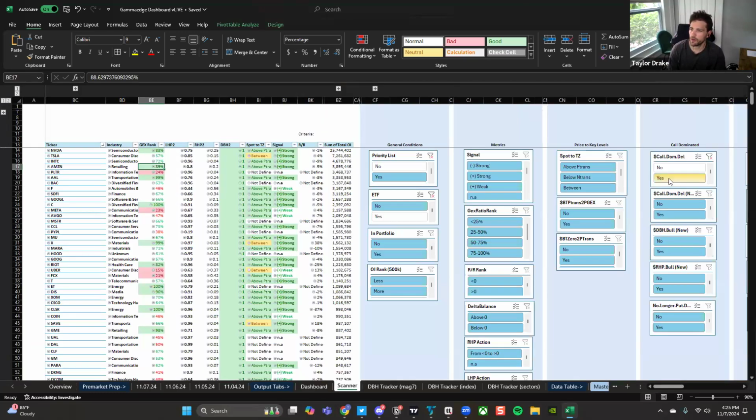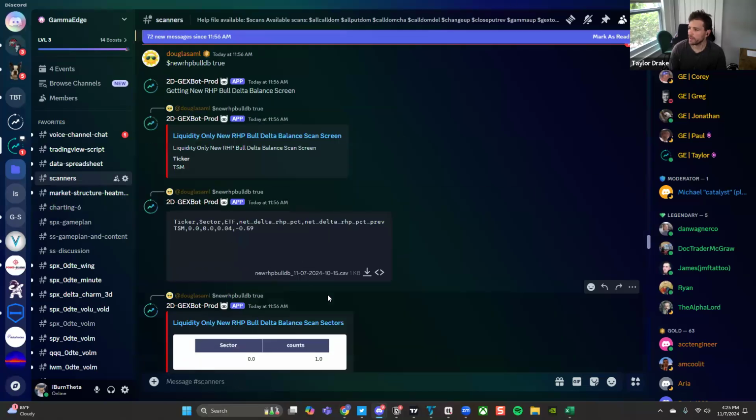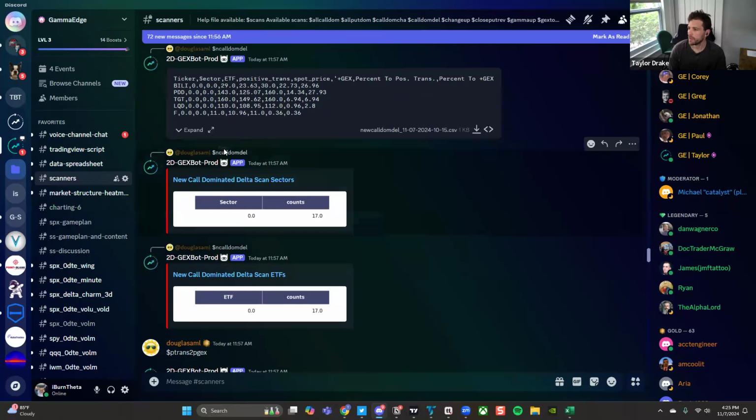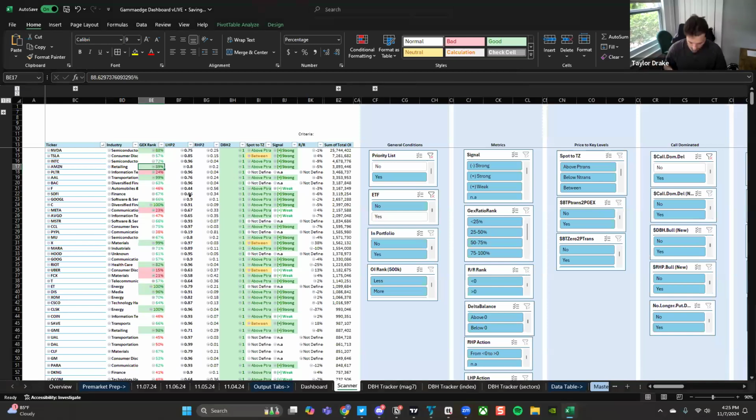So then going back to the scanner, I'm just filtering for all call dominated stocks. In the Discord, all you got to do is go to the scanner channel, and here's the new call dominated list. You just type in call dom del and it's going to pull up stocks for you.